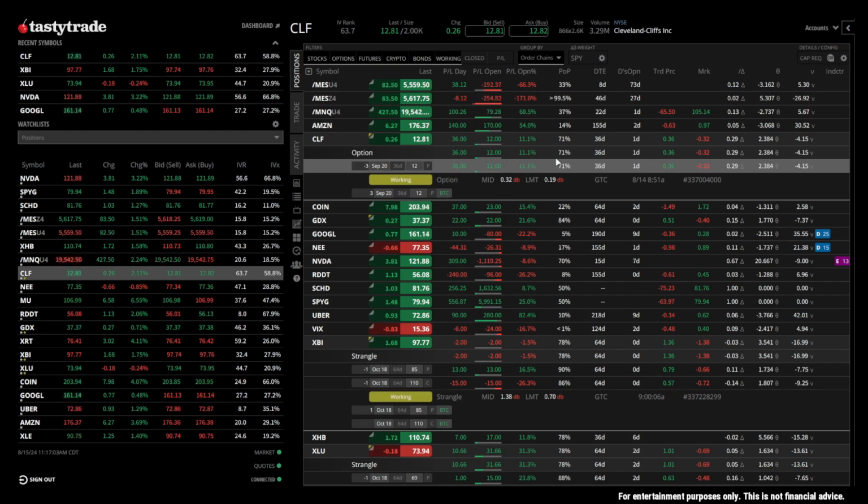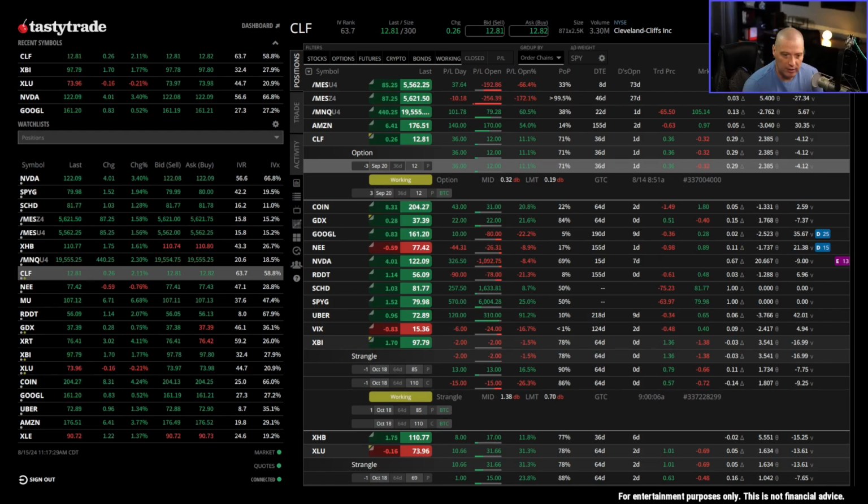For example, these three short puts that I sold in Cleveland Cliffs, you can see they're definitely positive delta because it's a bullish trade. They're definitely positive theta because short options have positive theta. They benefit from the passage of time. And they have negative vega because short options want a vol collapse, not a vol increase. And I can do this on any position.